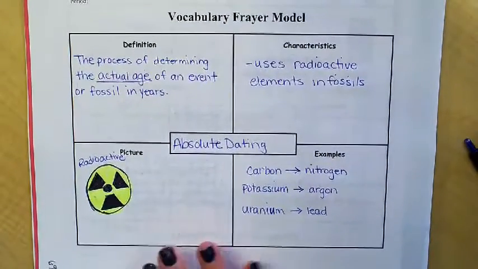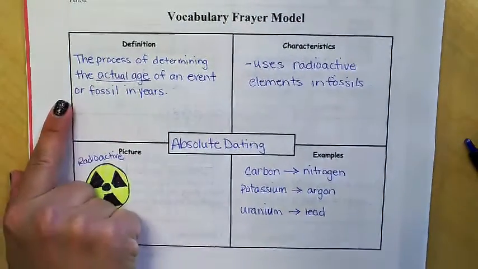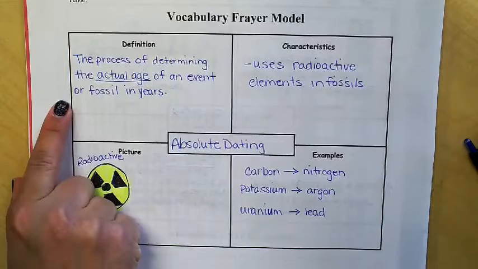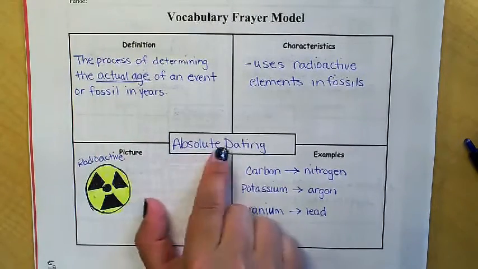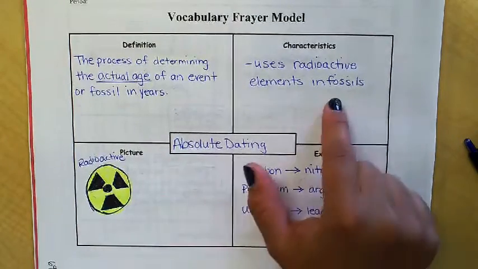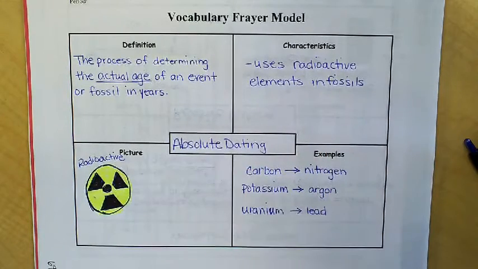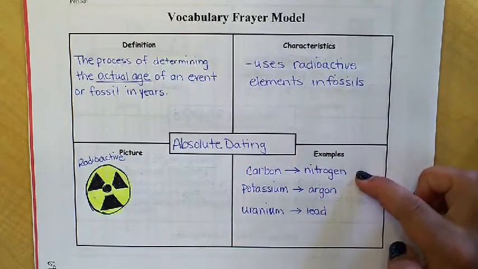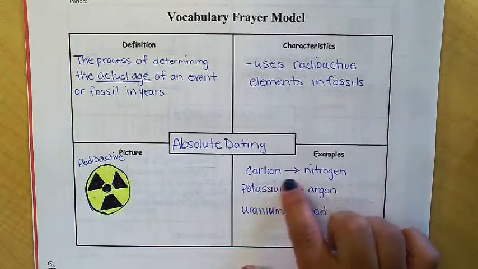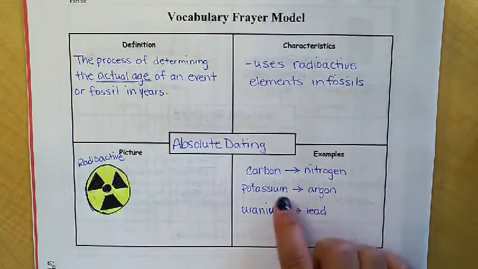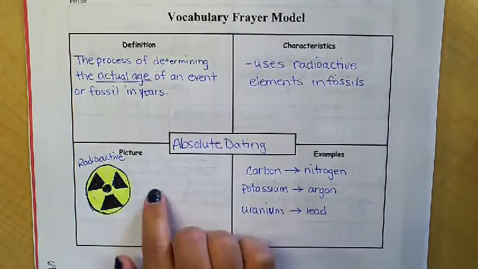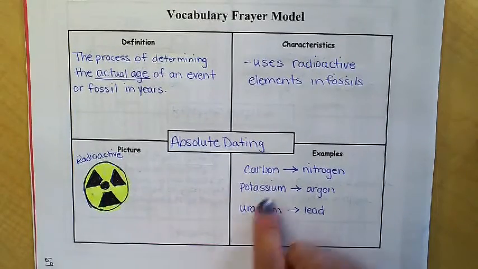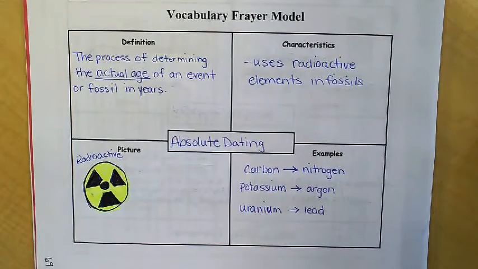Our vocabulary words for this lesson that we chose for our FAIR model. We have the process of determining the actual age of an element or an event or fossil in years. That's called absolute dating. We use radioactive elements in the fossils. Three examples of how they do that: they use carbon to nitrogen change, potassium to argon change, and uranium to lead change. Remember, we're starting with those radioactive elements.